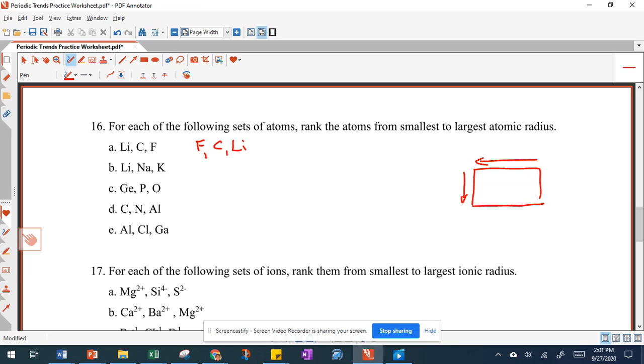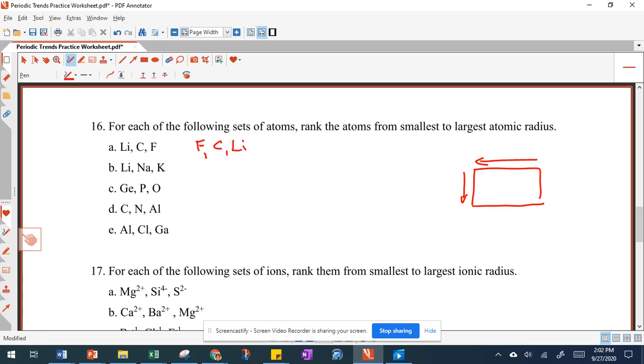Now, when we get to something like germanium, phosphorus, and oxygen, these are neither on the same period nor are they in the same group. So in a situation like this, the further down on the periodic table they are is going to be more important than how far over they are in a particular period.